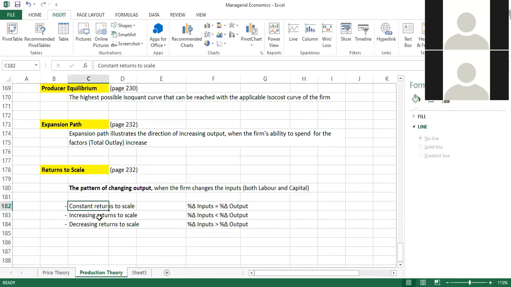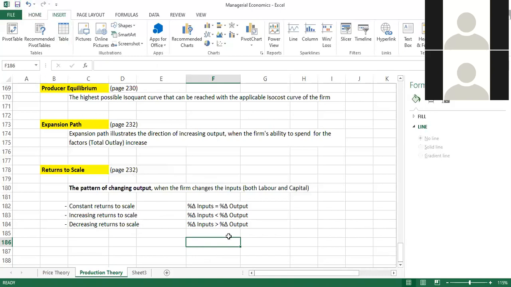The constant return to scale means when inputs change by a certain percentage, output also changes by the same percentage. For example, if the firm doubles inputs, output also doubles. But increasing return means when the firm increases input by a certain percentage, output increases by a larger percentage. That is what we call increasing returns to scale. And decreasing return to scale means when inputs increase by a certain percentage, usually output increases by a smaller percentage. And we can relate this to the production function also.